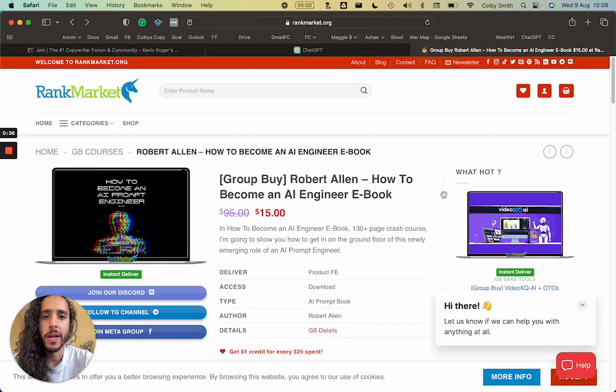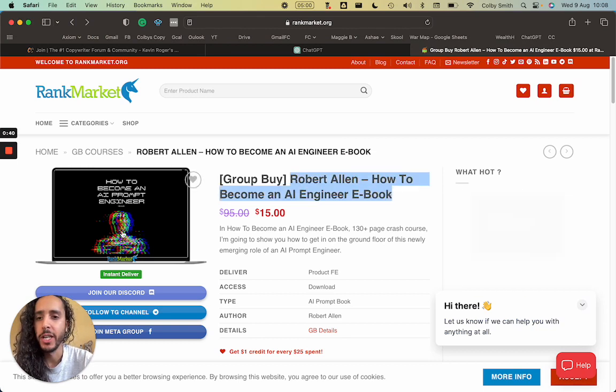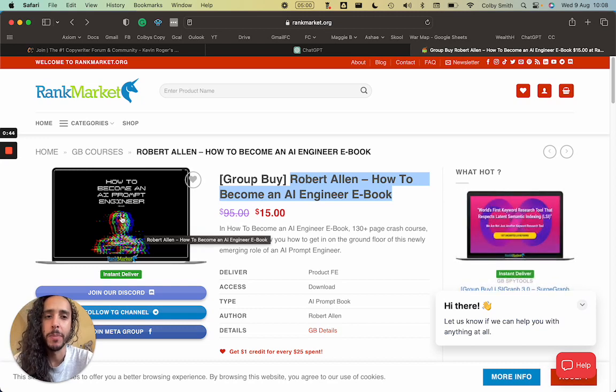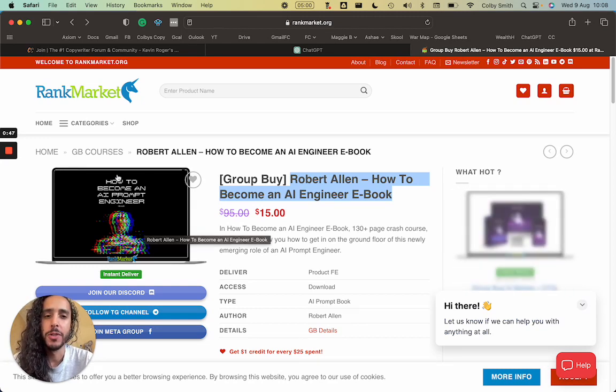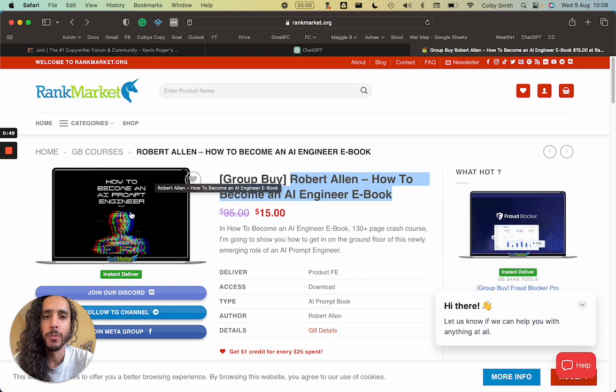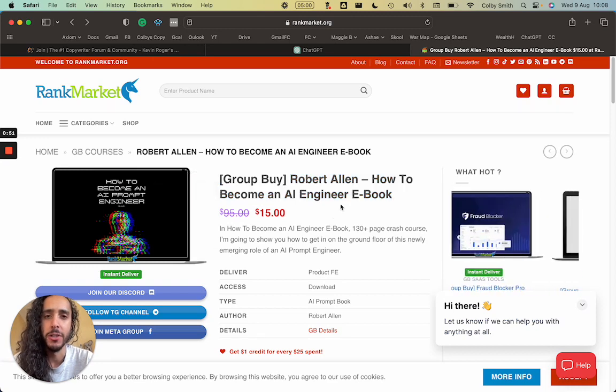And I want to credit Rob Allen and his book, How to Become an AI Prompt Engineer, this book right here. This is super helpful for me to understand ChatGPT a little better and use it way more efficiently and just come up with a whole bunch of new ideas of how to use it.